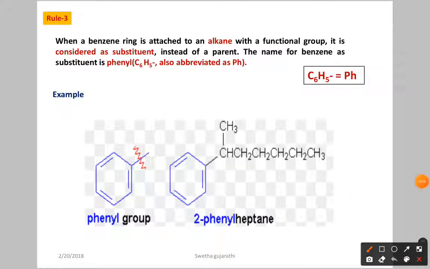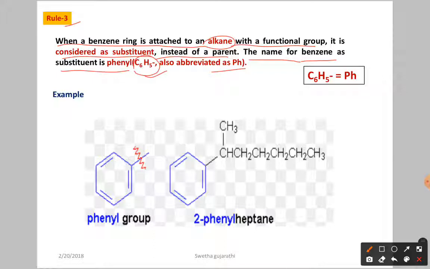Next we have rule 3. What is the rule? When a benzene ring is attached to an alkane with a functional group, it is considered as a substituent instead of parent. The name for benzene as substituent is phenyl. We write the simple formula as C6H5, and the abbreviation Ph. Up to now every time we are ending with the name benzene.